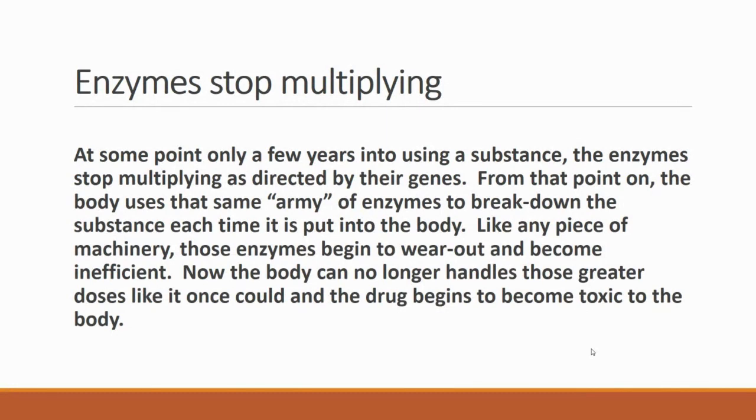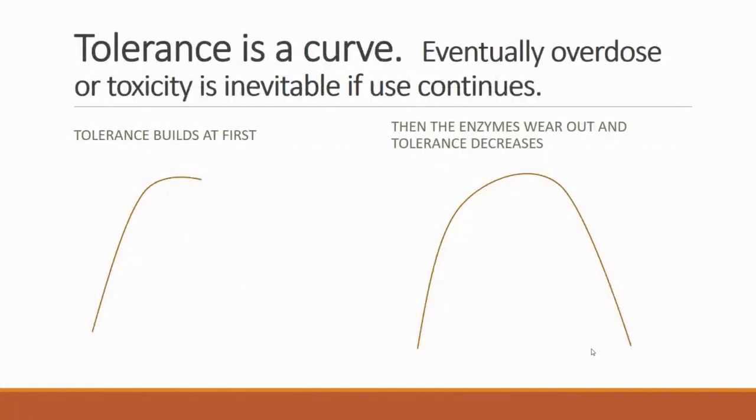Well, what happens to any piece of machinery you use over and over and over again, right? It begins to wear out and becomes inefficient. Now the body no longer handles those greater doses like it once could, and the drug begins to become toxic to the body. Even if you were able to tolerate high quantities at some point, eventually those enzymes are going to wear out, and tolerance is a curve. Okay, that's the phrase you hang on to. Tolerance is a curve. It builds, and then as the enzymes wear out, the organs and tissues become damaged because we can't get it out of the system, and it begins to do damage to organs and tissues over time.